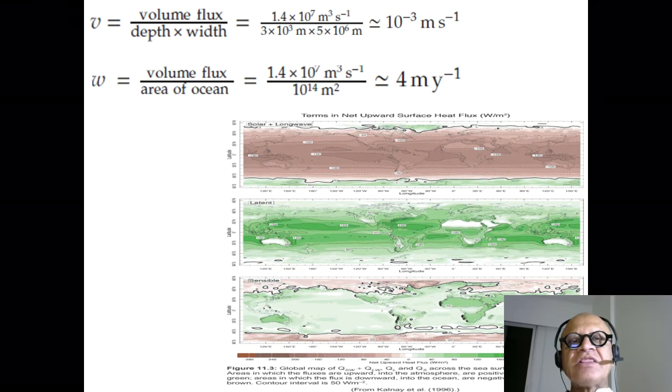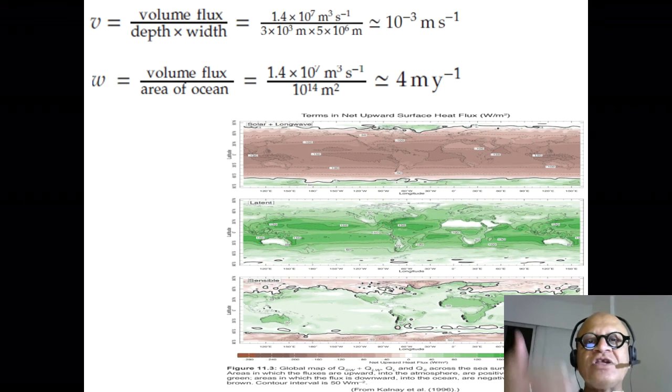So you can estimate the meridional velocities as well using that volume flux of 14 Sverdrups and measure against the depth of 3 kilometers and the width of the Atlantic, which is of the order of 5,000 kilometers. And you get a number of 10 to the minus 3 meters per second as an order of magnitude estimate, which is what we have been saying, that the deep water circulation is generally so weak.